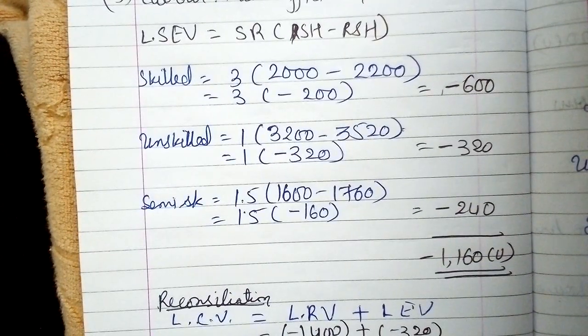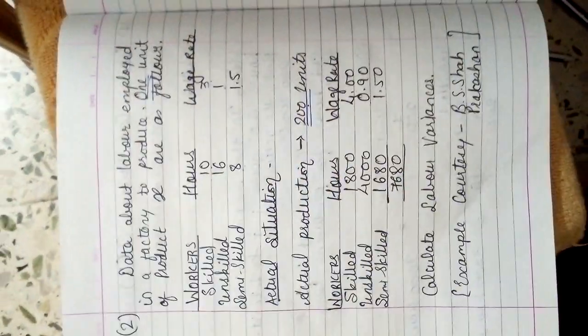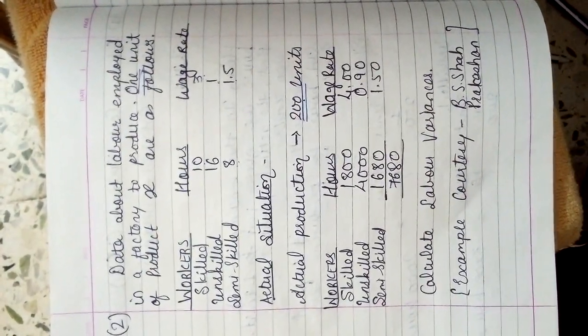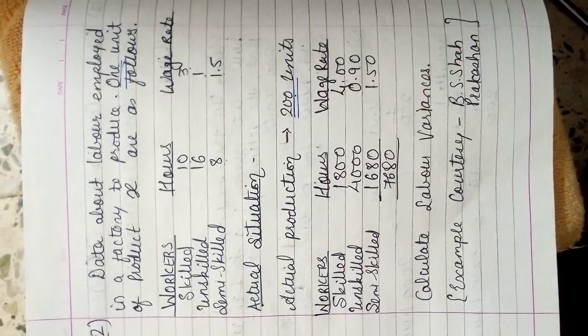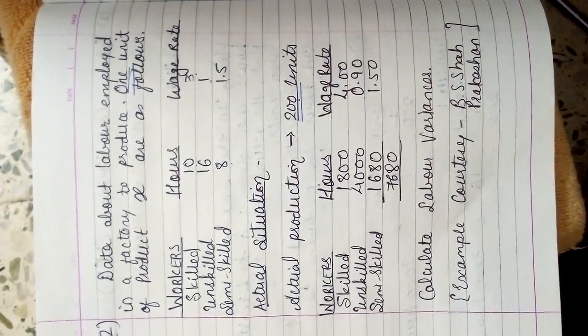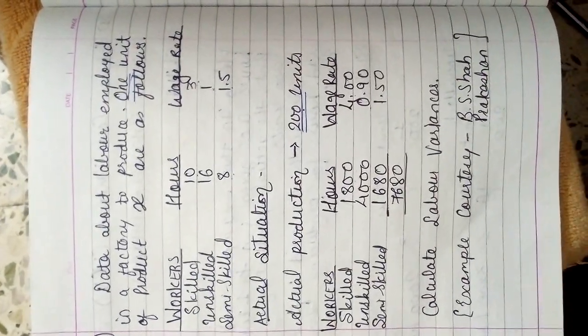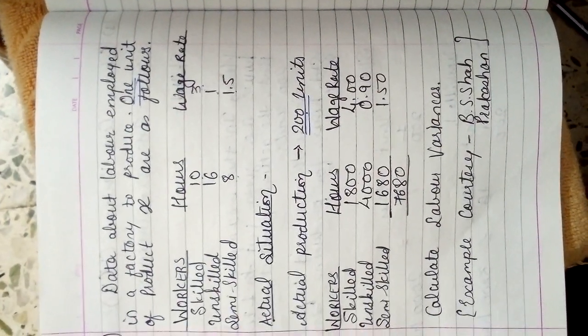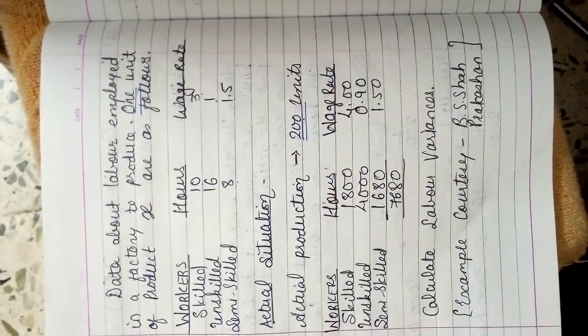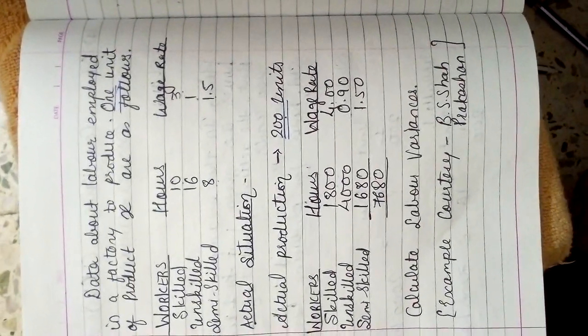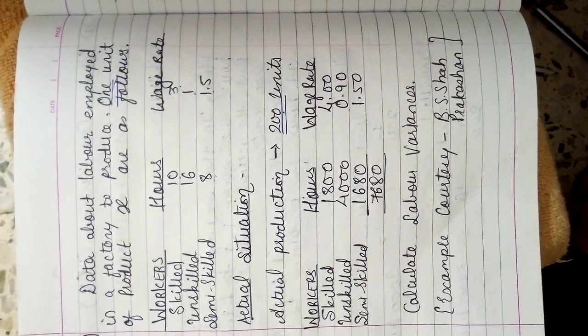Let me change the focus of the camera and show you the full page so that you can get the idea of the calculation. This is the question that we have discussed, right? The data for product X for the production of only single unit is given, all right? So that is 10, 16 and 8 and wage rate. Then actual situation is given in which the actual production is 200 units and actual hours worked by the workers and wage rate is also given. Calculate different labor variances.